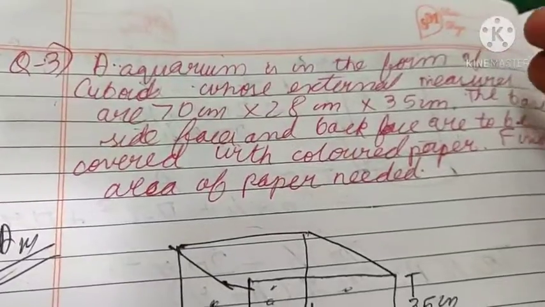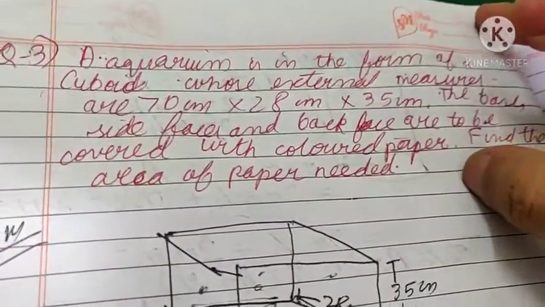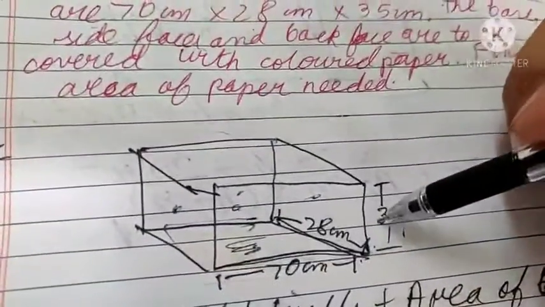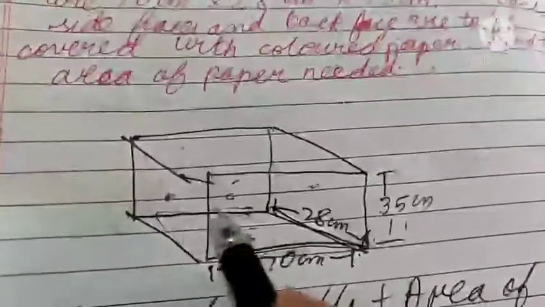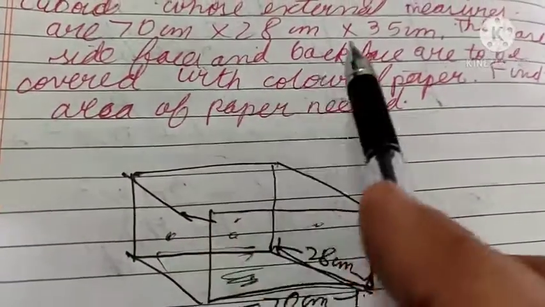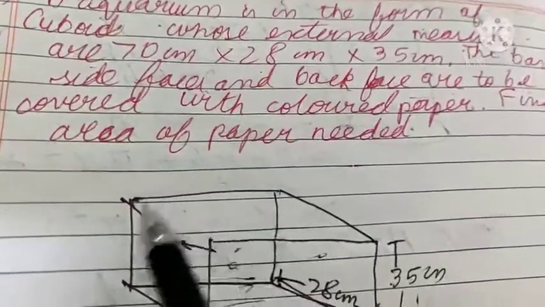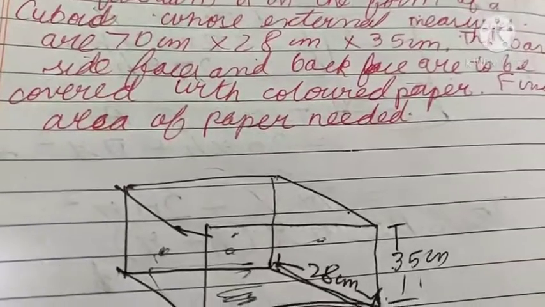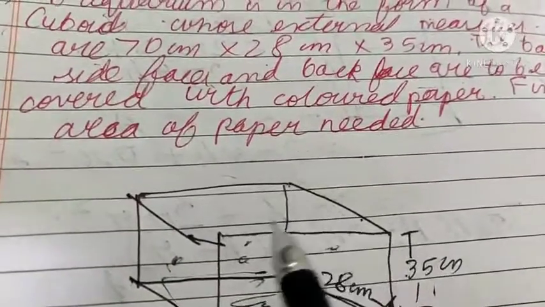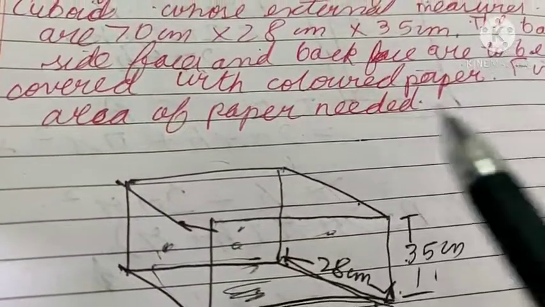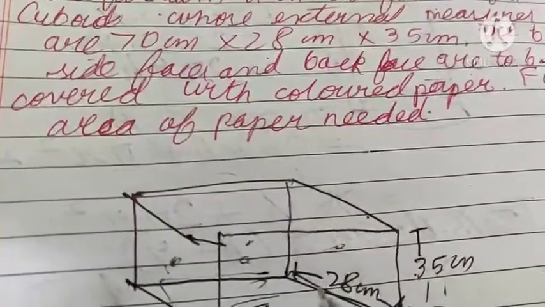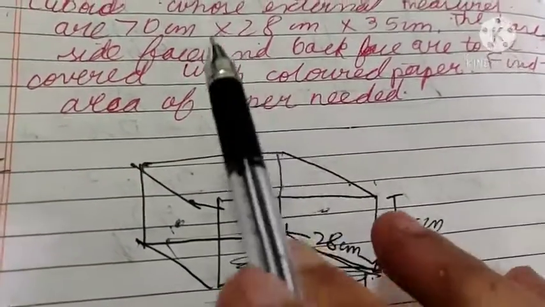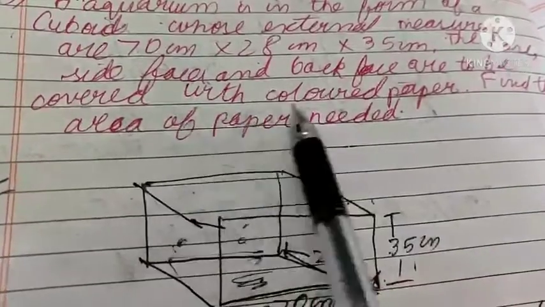So this is our next question. It says that an aquarium is in the form of a cuboid whose measurements are given. Length is 70, breadth is 28 and height is 35. The base means the floor, its back, and side walls, means left, right walls, back wall and floor are to be covered with a paper. Means this top surface and this front surface is not to be covered with paper. Means the back wall, side walls and the base are to be covered with colored paper, and we have to find the area of paper needed.